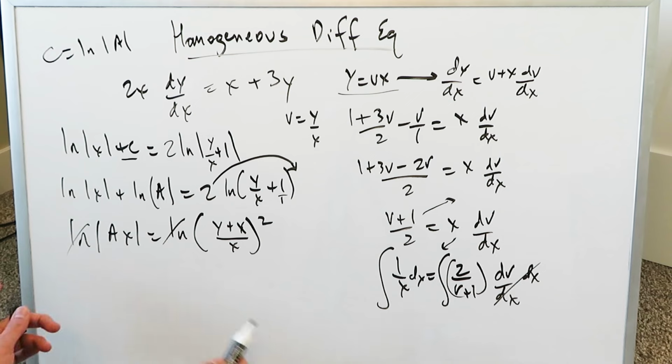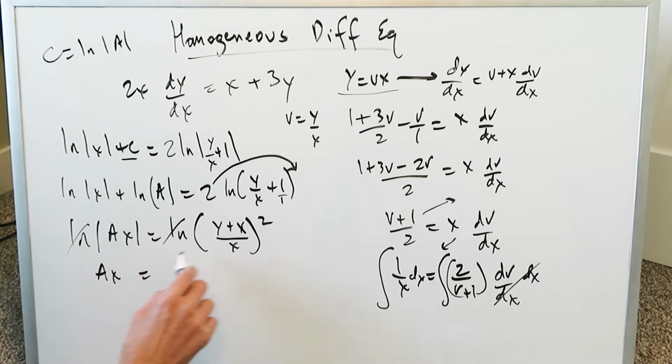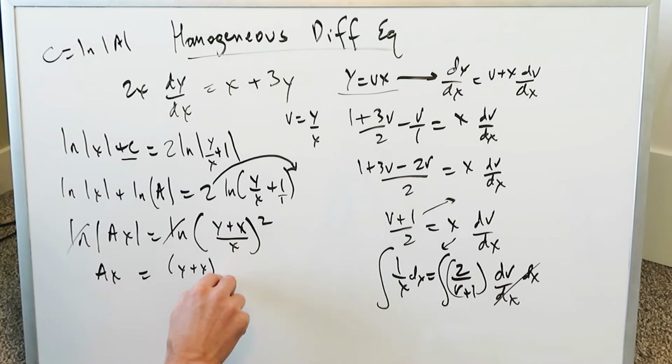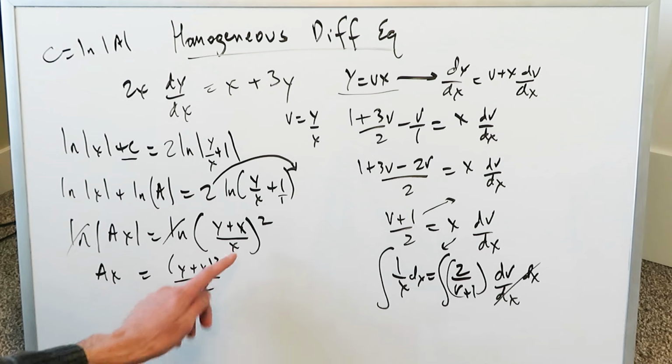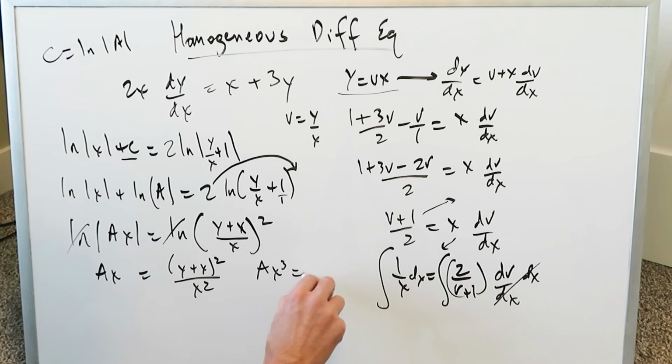Cancel out the natural logs, they will. You'll have ax. You see this x right over here? We can separate this right here in two separate parts. We'll have y plus x whole square over x square. I've just separated this into their individual exponents. This x square can come across, travel, and you'll have ax cubed is equal to y plus x whole square.